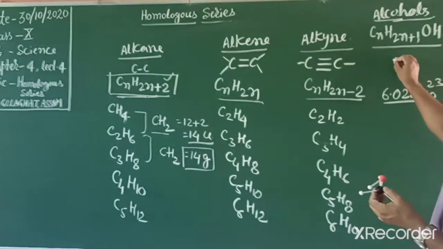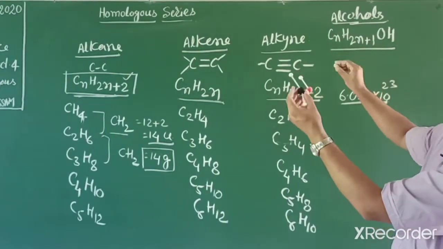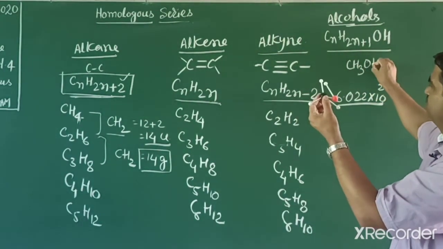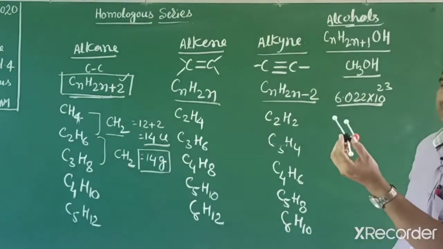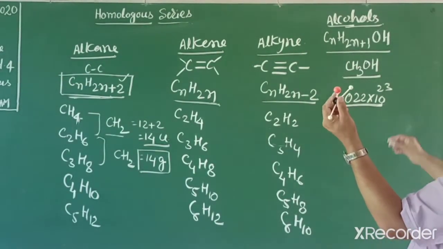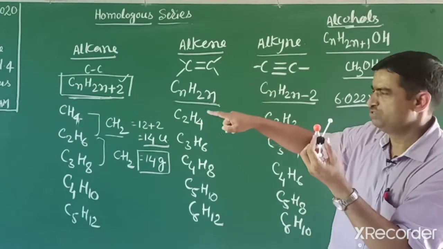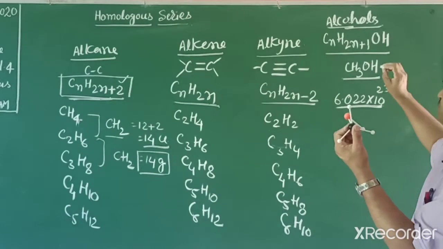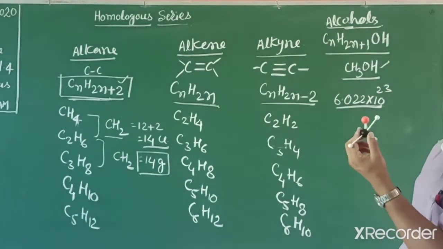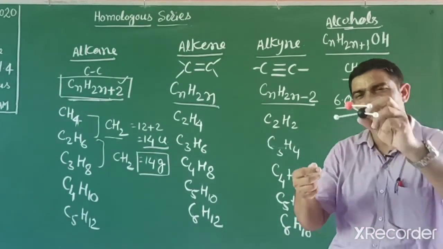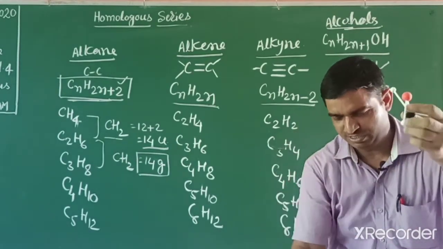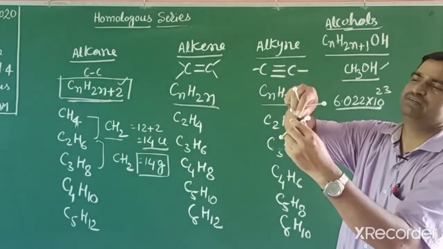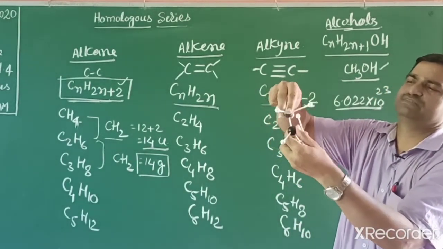So the first member, how can we write it? CH3OH. How can we write this? Because the first member is CH4, I remove one hydrogen and add one OH. Then for the next member, we have to remove any one hydrogen and add one more carbon. Then you can find it like this.